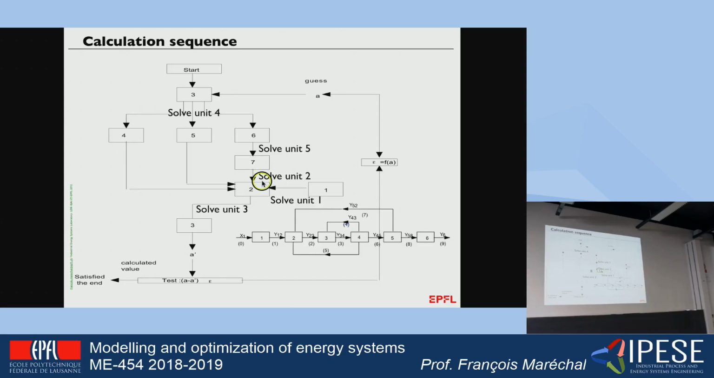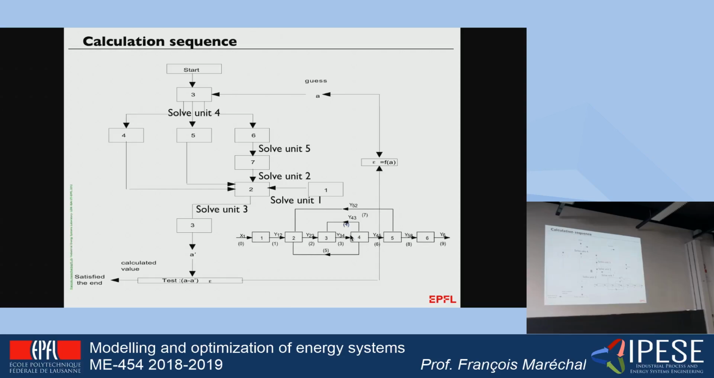So again, I'm showing you the sequence. Before starting the loop, I'm solving unit 1, so that I know stream 1. Then I'm guessing stream number 3, which is here. I'm going to solve unit 4. With unit 4, I'm going to calculate 4, 5 and 6. Knowing 6, I can calculate 5. I'm going to have stream 7, and I know this one, and I know this one, so by solving unit 2, I can calculate stream 2. Knowing 4 and 2, I will be able to recalculate 3, and I'm going to make a loop. So just by tearing this stream here, I'm able to solve the whole sequence.